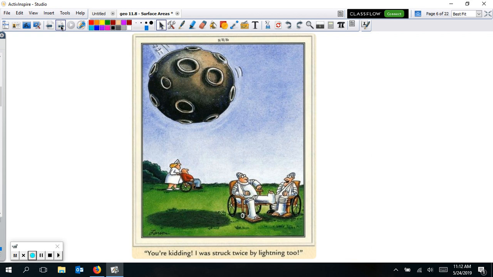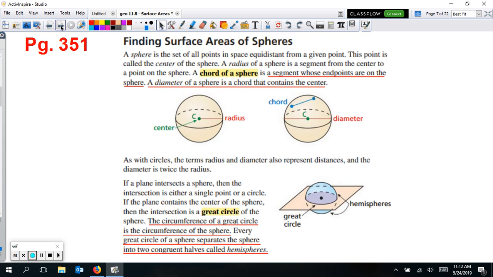All right, let's go ahead and take a look at finding surface area of spheres. A sphere is a set of all points in space equal distance from a given point, and this point is called the center of the sphere. As you can see on the diagram, the center is right in the middle of the sphere. A radius of the sphere is a segment from the center to a point on the sphere. There would be our radius.